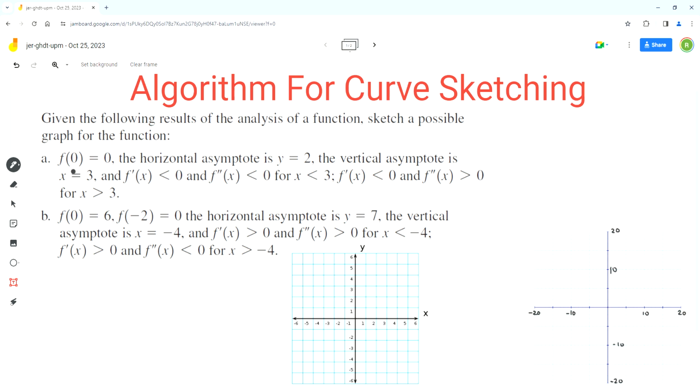So we are given that f at 0 is equal to 0. So that's a point that lies on the graph of part A. So that point is (0, 0). Next we are given that there is a horizontal asymptote at y equals 2. So we can write down all the information like this so that we know what we have to show in the sketch of the function. The vertical asymptote is x equals 3.